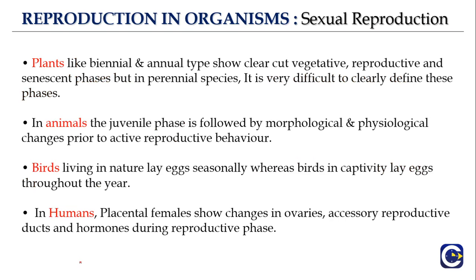Plants can be of different types. They can be biennial plants, annual plants, and also perennial plants. Biennial and annual plants show a clear-cut vegetative phase, also called the juvenile phase in organisms other than plants, a reproductive phase and a senescence phase. But for perennial plants, it is very difficult to clearly define these phases.